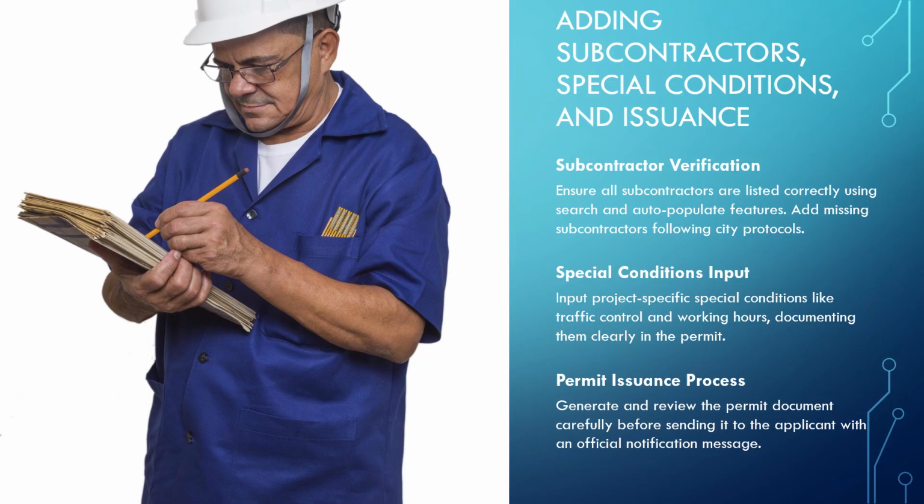Once all details are verified and conditions applied, proceed to generate the permit document. Review the permit for accuracy, including dates, location, and conditions, before sending it to the applicant. Issuance should be accompanied by a public message notifying the applicant and attaching the permit. This step finalizes the review process and authorizes the work to begin.